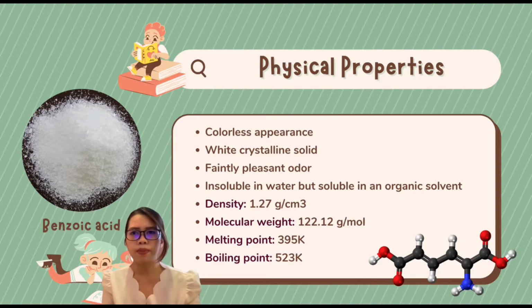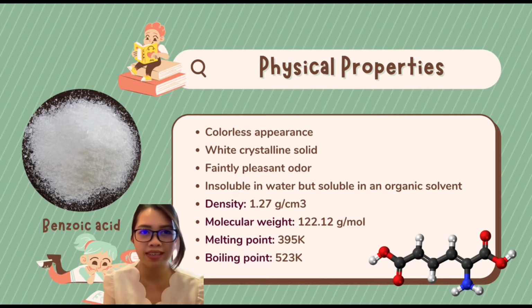Benzoic acid has a colorless appearance and looks like a white crystalline solid. It also has a faintly pleasant odor. Benzoic acid is slightly soluble in water, but it is soluble in organic solvents. The density of benzoic acid is 1.27 gram per centimeter cube. The molecular weight is 122.12 gram per mole. The melting point is 395 Kelvin, and the last one is the boiling point, which is 523 Kelvin.